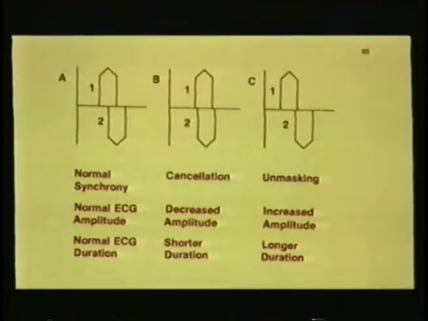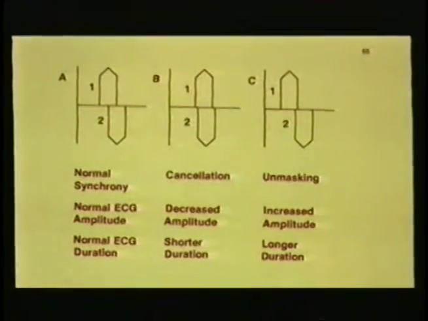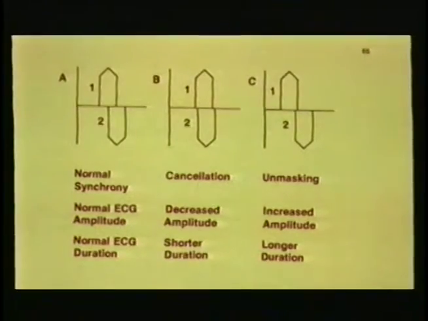65. Figure A shows the normal synchrony of vectors 1 and 2. Figure B shows increased overlap of the vectors, and therefore is an example of cancellation of electrical events, and would both decrease the amplitude of the ECG recording and shorten its duration. Figure C shows decreased overlap of the vectors, and therefore represents asynchronous unmasking of electrical events, resulting in the greater amplitude and longer duration of the ECG recording.